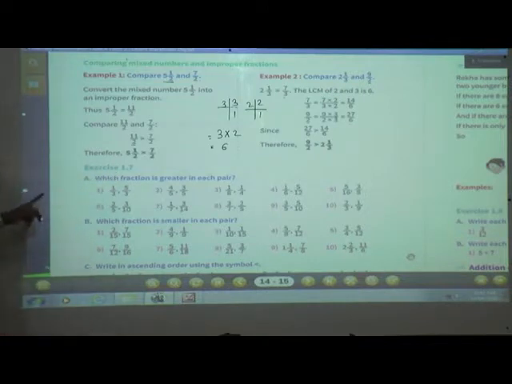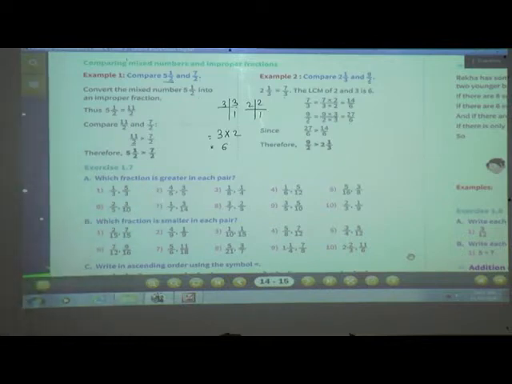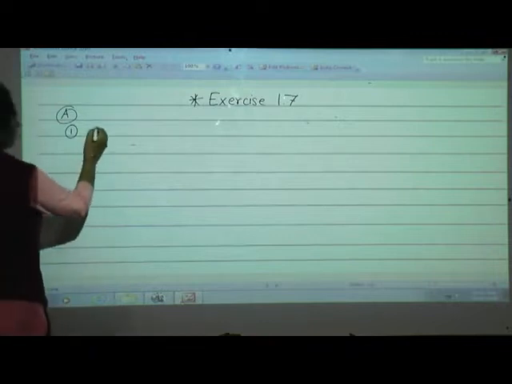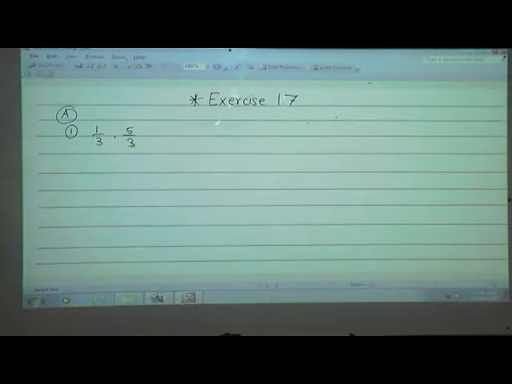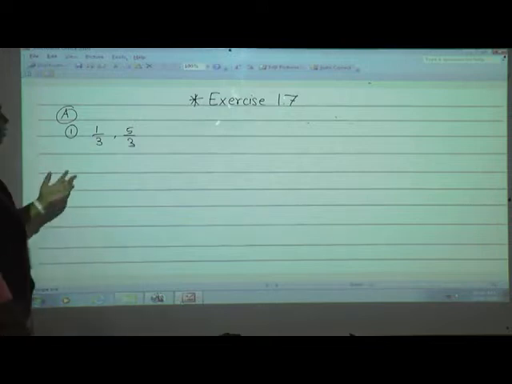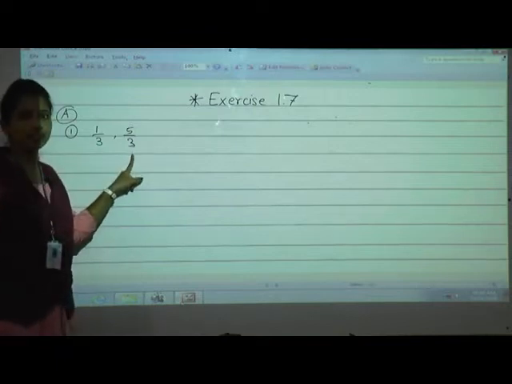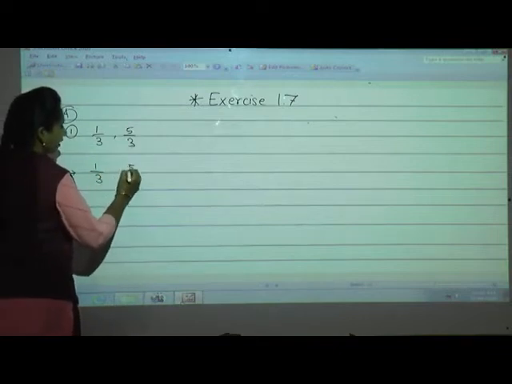What is the question? Which fraction is greater in each pair? Okay, we need to compare. Now we will solve one by one. That first one, 1 upon 3, 5 upon 3. See the numbers, 1 upon 3 and 5 upon 3. So these are what? Like fractions. Why are these like fractions? Because the denominators are same. So it is very easy to compare. When the denominators are same, we can compare easily.